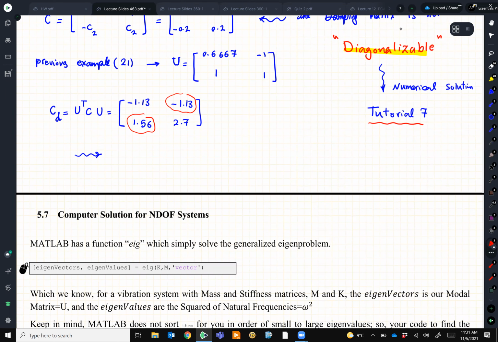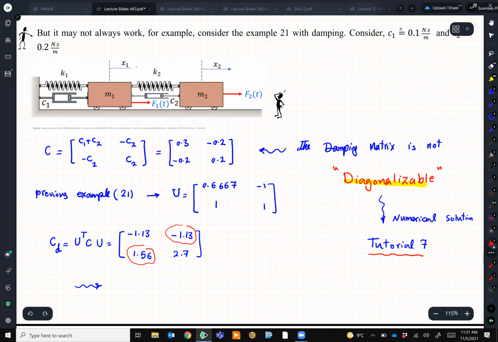But I will come back to this idea. And one thing you may ask: how do we know if we can diagonalize a damping matrix or not? Of course, one way is to check it.